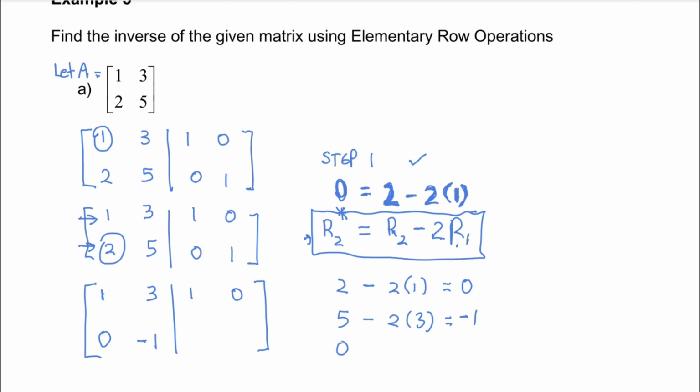And then 0 minus 2 times 1, you will get negative 2. So here will be negative 2. And then 1 minus 2 times 0, you will get 1. So here will be 1. That's how you proceed with step 2. Understand?